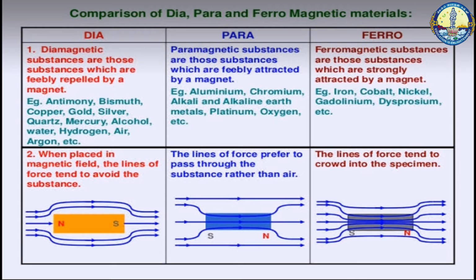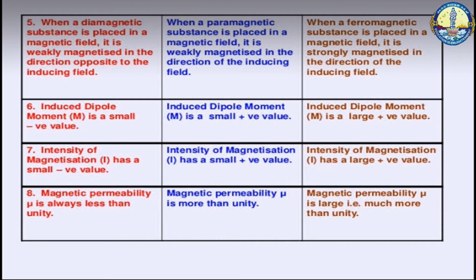When a paramagnetic substance is placed in a magnetic field, it is weakly magnetized in the direction of the inducing field, whereas when a ferromagnetic substance is placed in a magnetic field, it is strongly magnetized in the direction of the inducing field. So while comparing, the ferromagnet is the most strongly magnetized material compared to diamagnetic and paramagnetic.